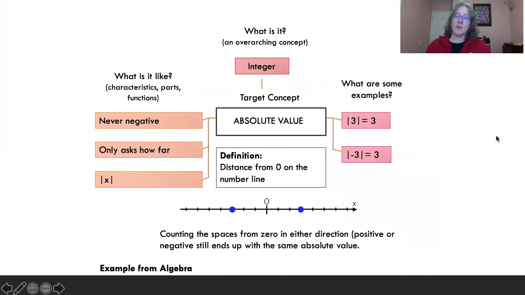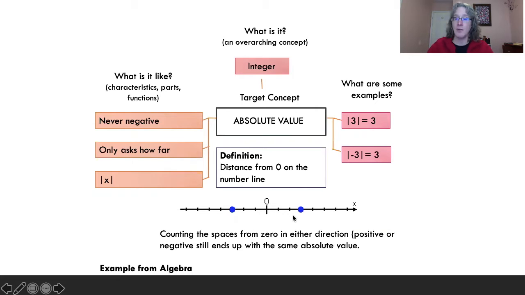And again, mathematics often gets forgotten. Note that we have some other elements included here. We have the overarching category: absolute value is an integer. Characteristics: it's never negative, it only asks how far. And then a description of what absolute value looks like. And some examples: the absolute value of positive 3 equals 3, and the absolute value of negative 3 equals 3.